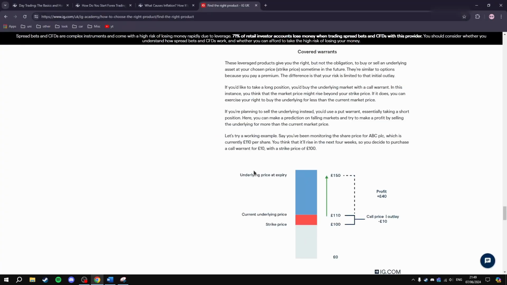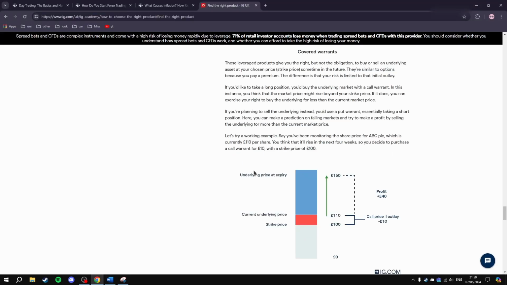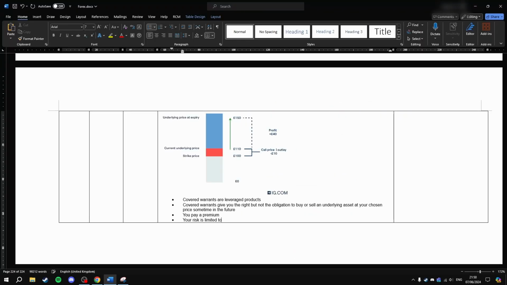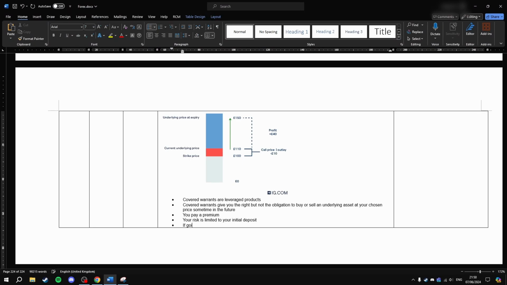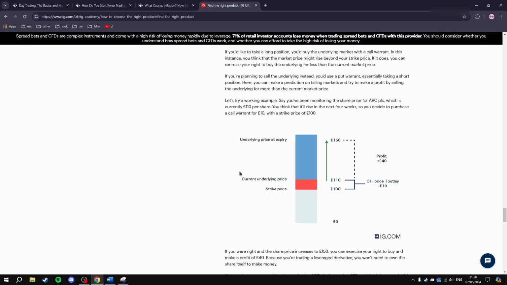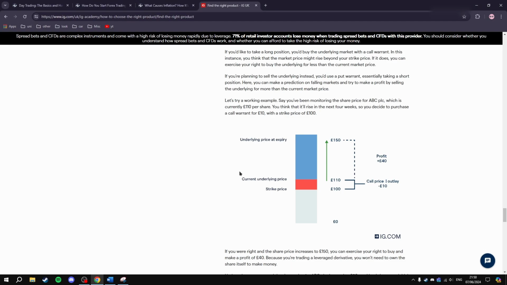They're similar to options because you pay a premium. The difference is that your risk is limited to that initial outlay, your initial deposit. If you'd like to take a long position, you buy the underlying market with a call warrant. In this instance, you think that the market price might rise beyond your strike price. If it does, you can exercise your right to buy the underlying asset for less than the current market price.